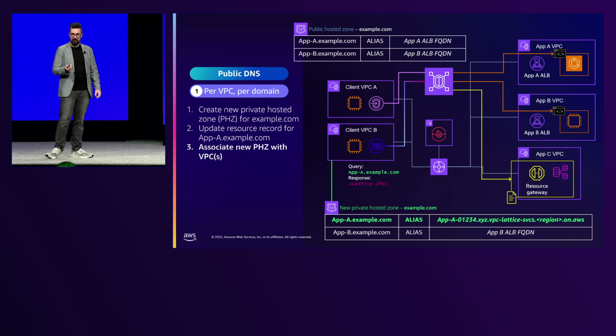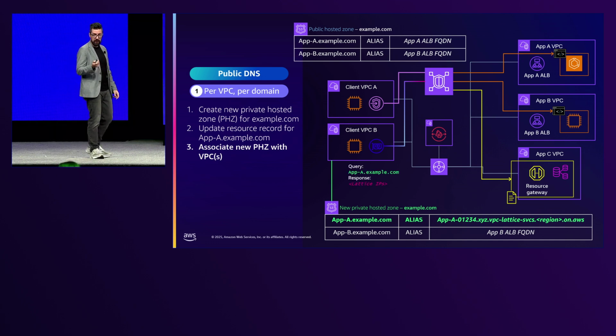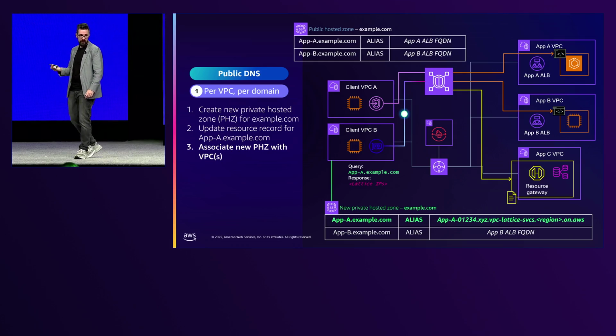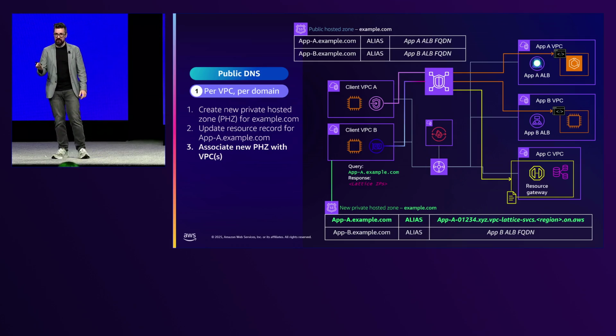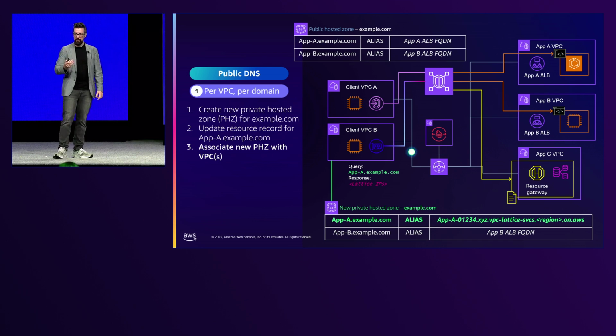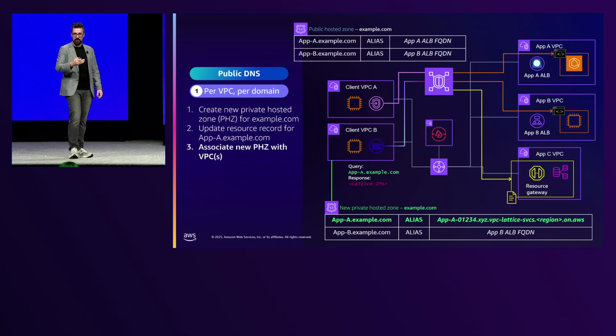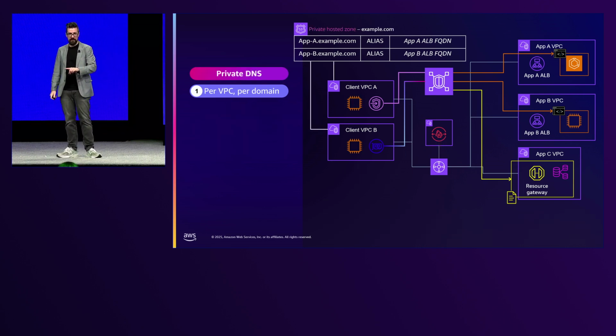So when client B goes to query app.a.example.com, that traffic will now pass through our Lattice service network. Whereas client VPC A is still using that public hosted zone and is not affected. So I have this ability to change this per VPC if I want to do this. So that was public DNS.